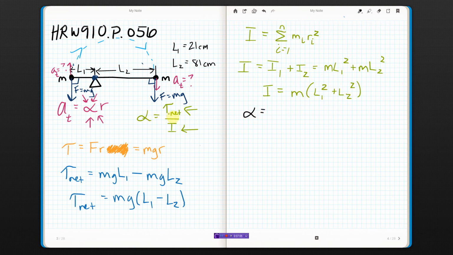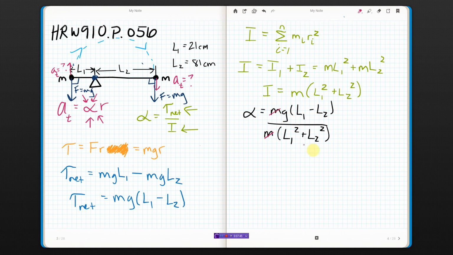Now, I put all those together. Alpha. Okay, I've got my net torque was mg times L1 minus L2, divided by my moment of inertia, which was m times L1 squared plus L2 squared. Oh, look, this is good. The m's cancel out, which they better have because they didn't give us a number for that. Big hint: if they don't give you a number for the mass in any problem, it's probably going to cancel out somewhere. Just keep going. You can do it.